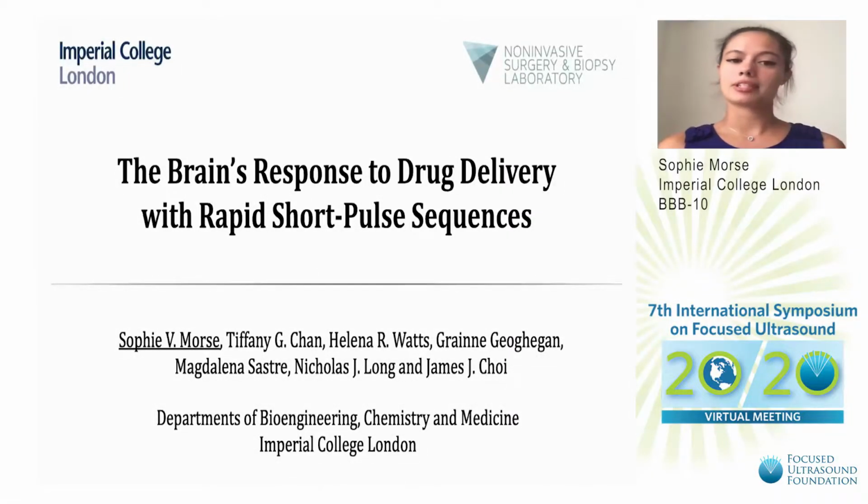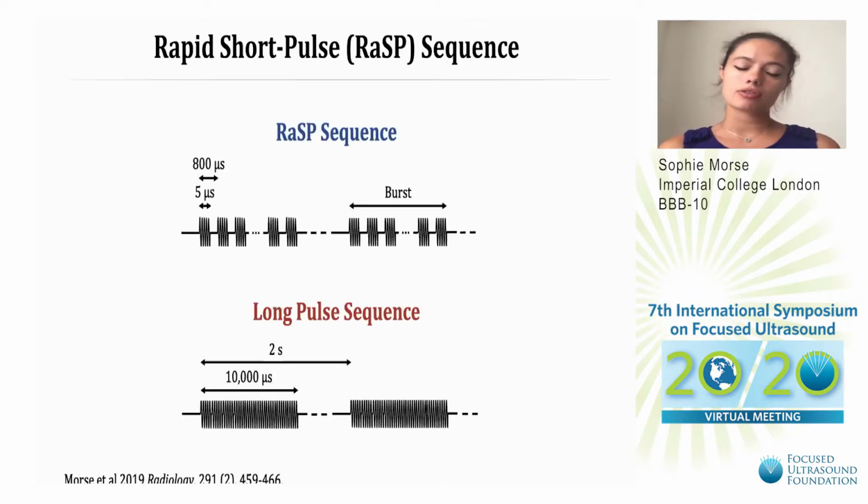Hello, today I'm going to be talking to you about how the brain responds to delivering drugs across the blood-brain barrier using a rapid short pulse sequence of focused ultrasound. Now, traditionally, people use long pulses of ultrasound to deliver drugs across the blood-brain barrier. What we're doing is emitting a sequence of rapid short pulses that we call RaSP.